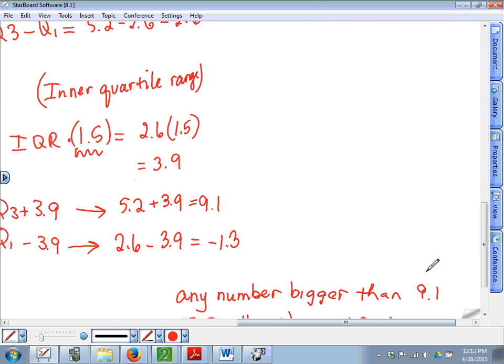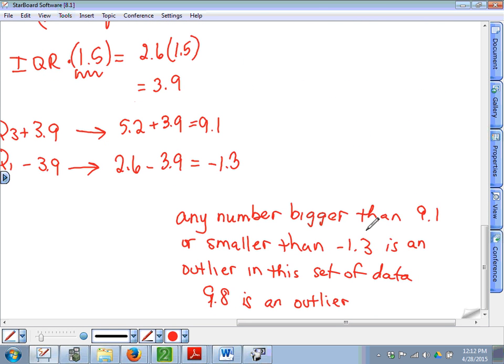Let's see. Any number bigger than 9.1 or smaller than negative 1.3 is an outlier. So, is 9.8 an outlier? Sure it is. So why don't you try practice problem number 4 on the middle of page 5.